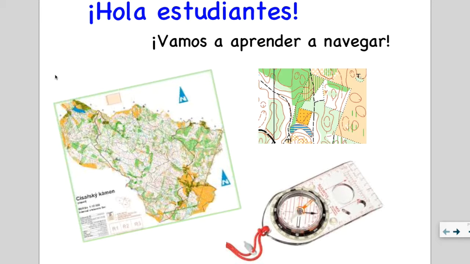Hola estudiantes, vamos a aprender a navegar.